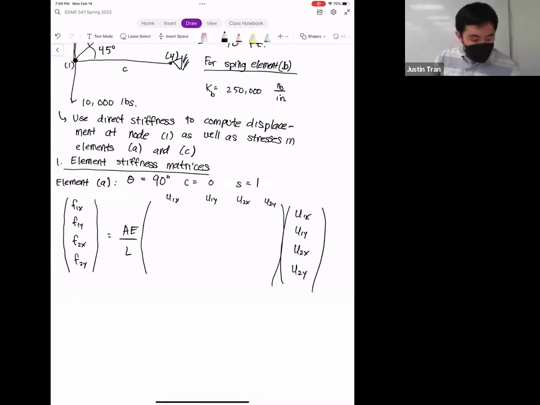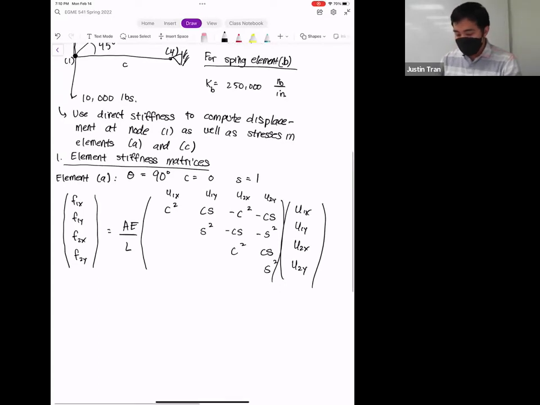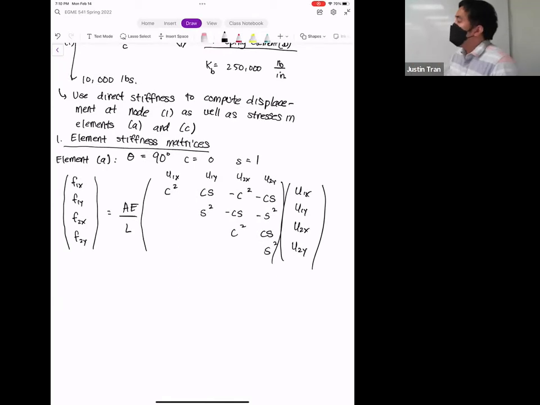then the entries in this matrix are, in the top right, we have cosine squared, then we have cosine times sine, then we have minus cosine squared, then we have a minus cosine sine, okay? Then we have a sine squared, minus cosine sine, minus sine squared, okay? Then we have cosine squared, cosine sine, and then down here we have sine squared, okay? And of course, like we talked about before, once you have the top side of this matrix, you can just make it symmetric. And so you can go ahead and write the entries on the bottom side, okay?